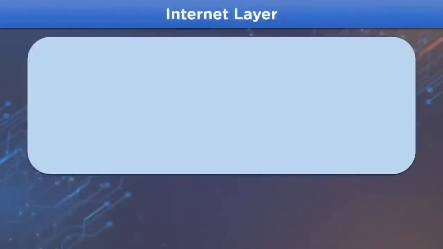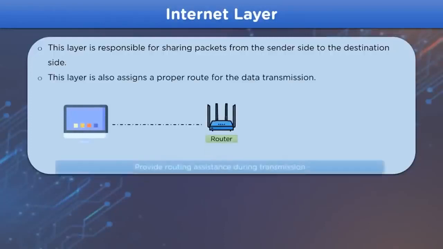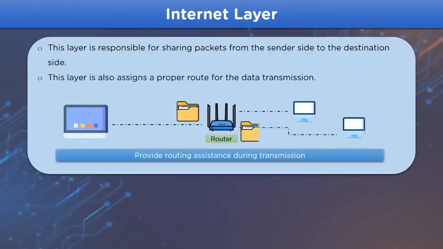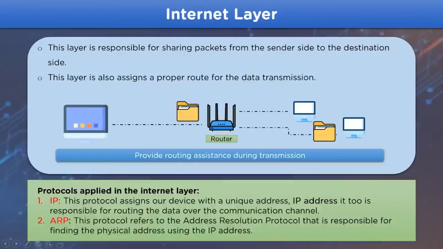Moving forward, the next layer is the internet layer. This layer is responsible for the transmission of data over the network channel. That is, they provide a proper route for the packets to be transferred over the communication channel. The protocols that are applied by this internet layer are IP, the Internet Protocol. This protocol assigns a unique address to a physical system so that it can be identified on the internet. Then we have ARP, Address Resolution Protocol. This protocol is used to find the physical address of the system using the Internet Protocol address.